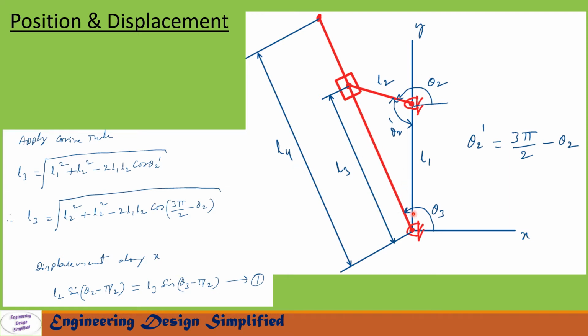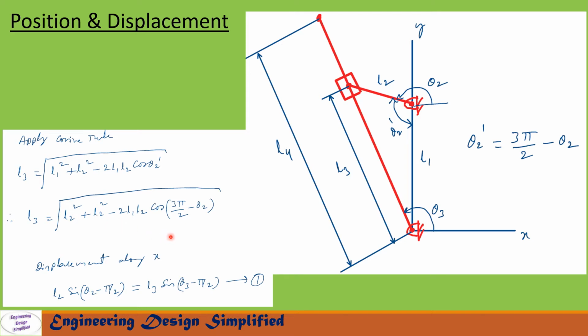So for this triangle, let us apply cosine rule. L3 square equal to L1 square plus L2 square minus 2 L1 L2 cos theta 2 prime. We know that theta 2 prime is 3 pi by 2 minus theta 2. Let us substitute that in this equation. So we get L3 equal to square root of L1 square plus L2 square minus 2 L1 L2 cos of 3 pi by 2 minus theta 2. So this is the equation for the position of the slider.